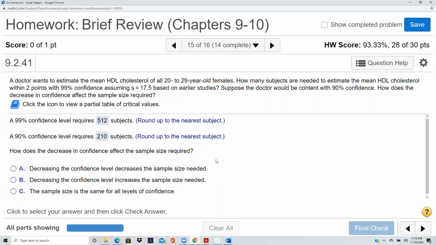So how does a decrease in confidence affect the sample size? It decreases it. Decreasing the confidence level decreases the sample size. Yes.